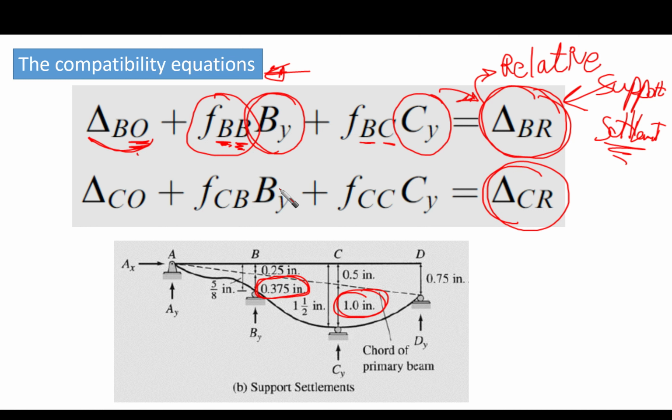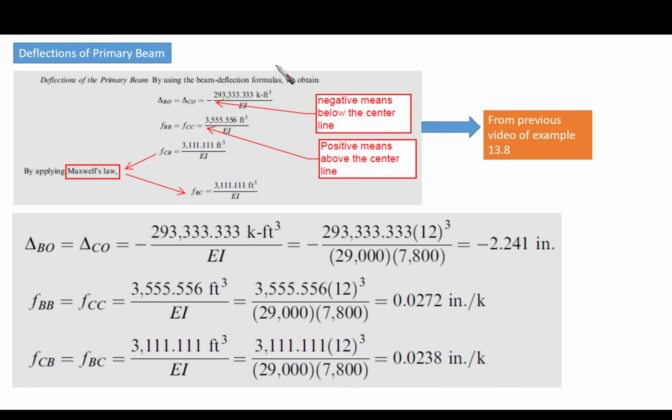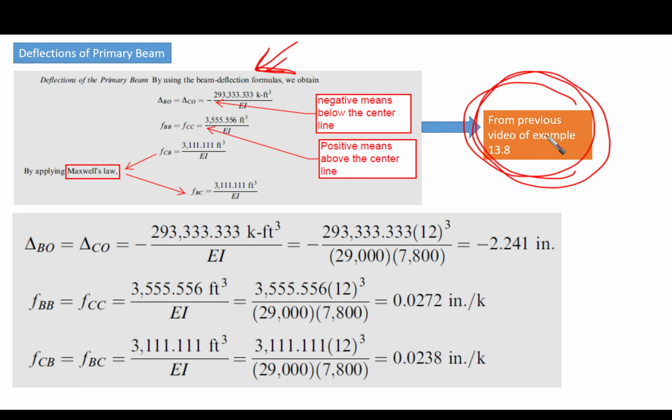This is going to be easy for us because we have explained the same example before, so we're not going to spend a lot of time now obtaining delta B node and FBB. You can refer to the previous video or two videos before, and you are going to see how we can obtain these values. I put it here for your information from example 13.8. So you can find this example in the previous video. So this is delta B node and delta C node.